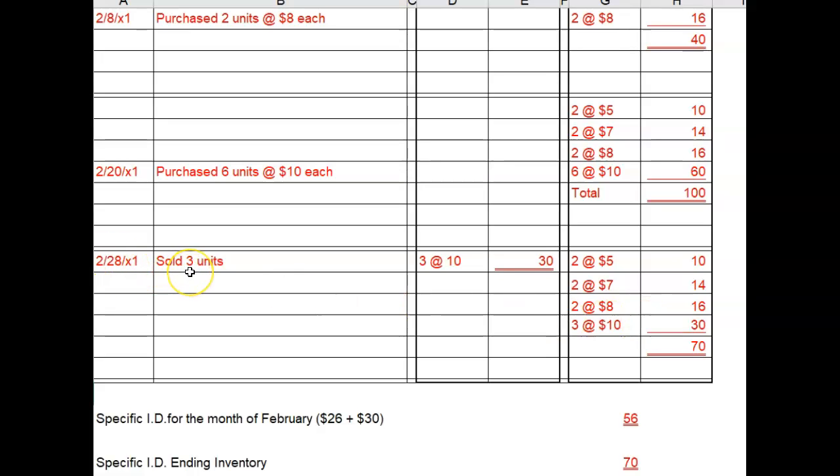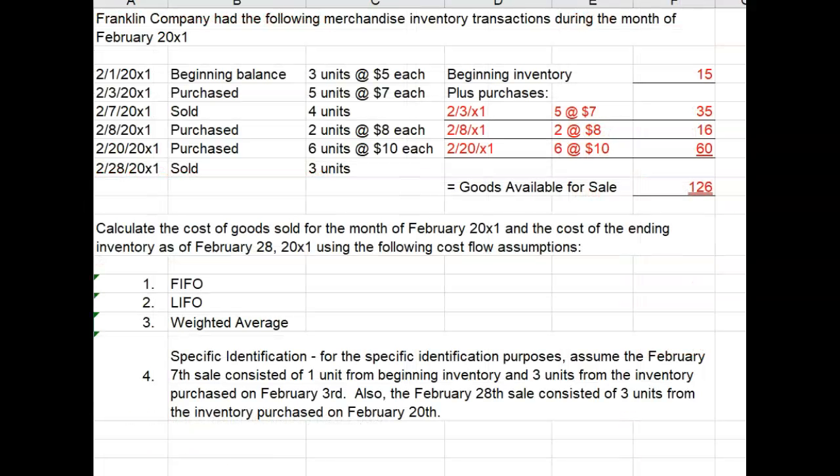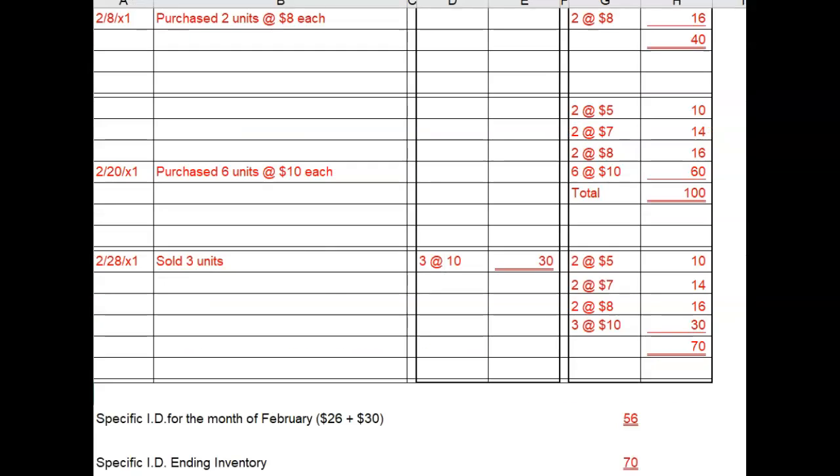We sold 3 units on February 28th, and the instructions said to assume that the 3 units of inventory that were sold on February 28th came from the cost of the February 20th inventory. The February 20th inventory cost us $10 each, so 3 at $10 equals cost of goods sold of $30. And we didn't touch these older layers. They're all exactly the same.